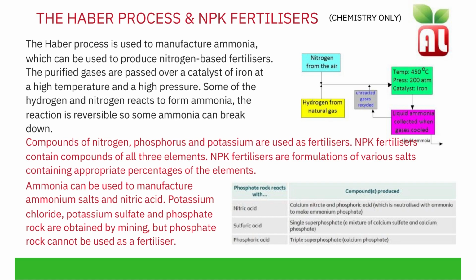A compromise temperature of 450 degrees Celsius is high enough for the endothermic reaction to be favoured and for it to happen at a fast enough rate. It's passed through a tank containing an iron catalyst to speed up the rate of reaction further.